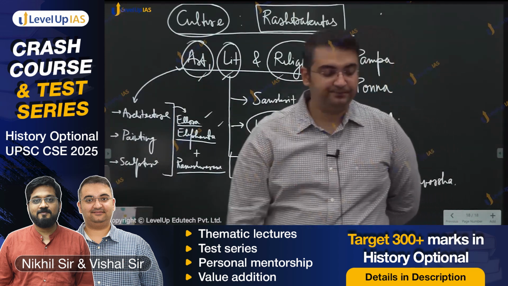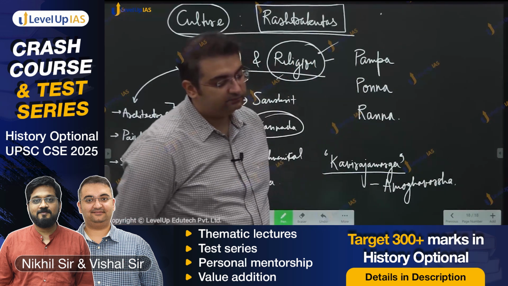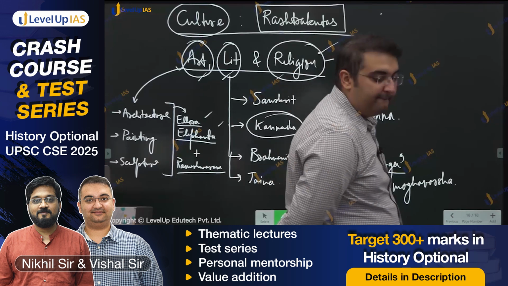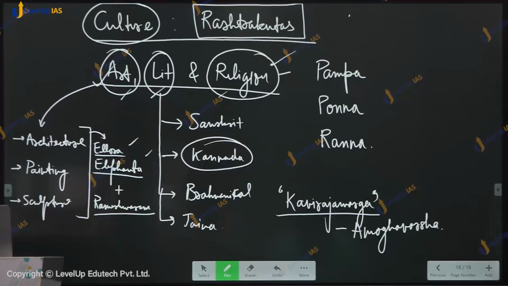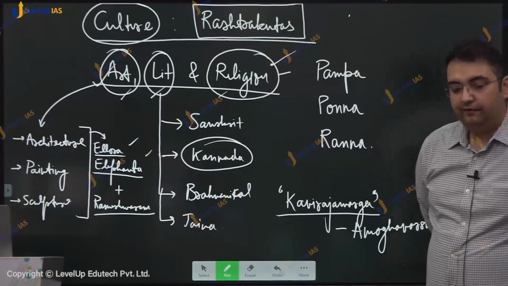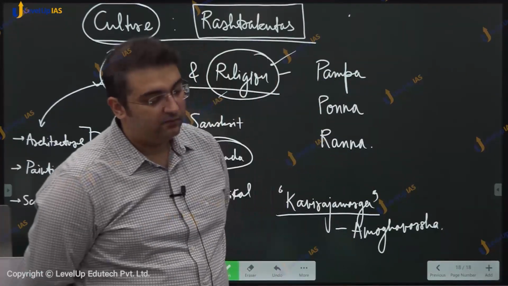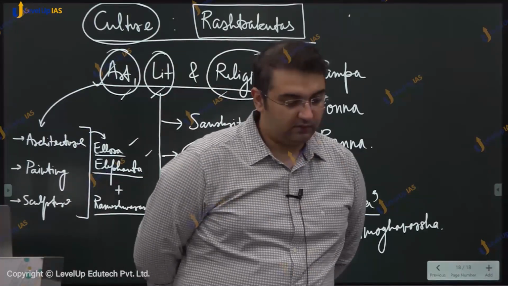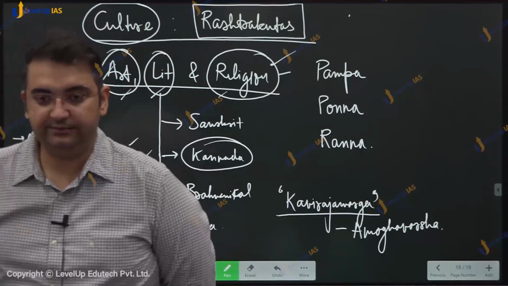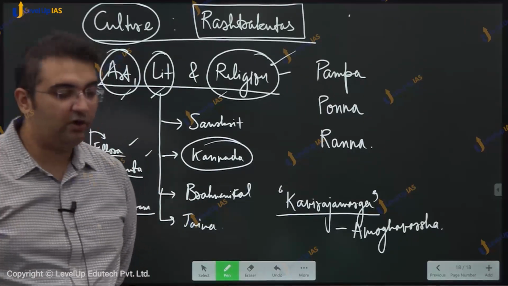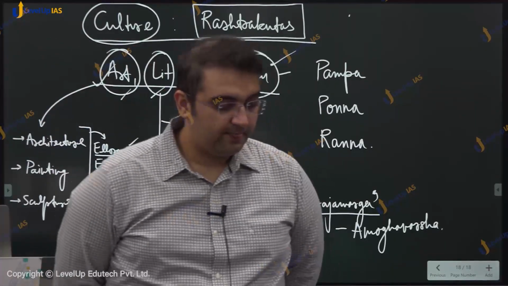हाँ, रिलीजन में लिखो, the Rashtrakuta rulers heavily patronized Vaishnavism and Shaivism, leading to the construction of a large number of temples, full stop.